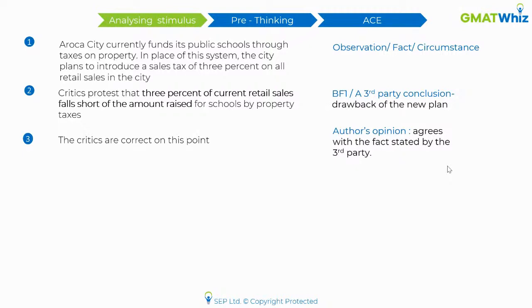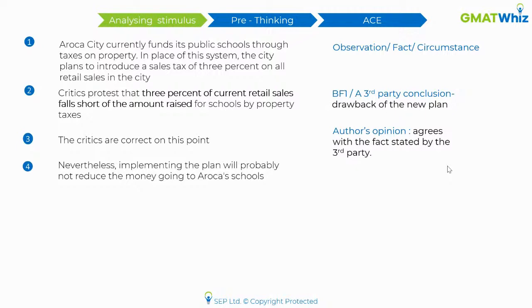Does this mean that the author is also agreeing with the protest? Probably not. The author is very specific that the critics are correct on the point only. Whether the critics are correct or not, we don't know. Let's move forward. So sentence 3 kind of goes in the direction of the critics' protest so far.